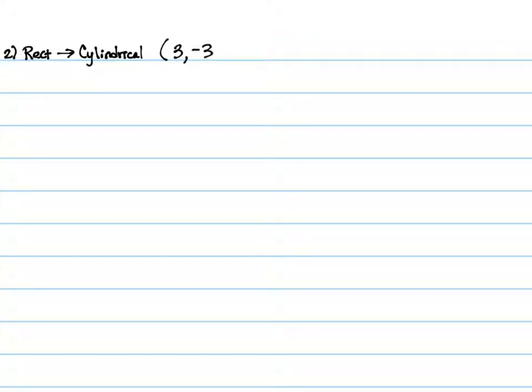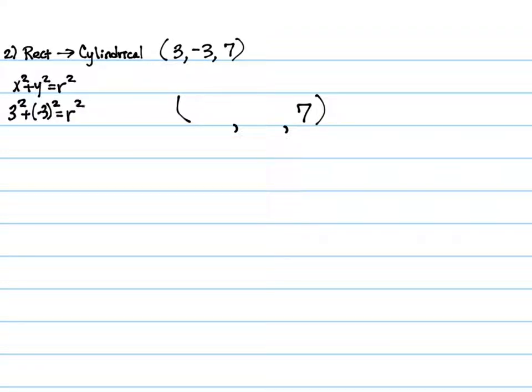This one is 3, negative 3, and 7. Once again, we get one of them for free: 7. So finding the r value, we have x squared plus y squared equals r squared. My x is 3, so this is 3 squared, and then I have negative 3 squared equals r squared. So if we square some things, add some pieces, and then take a square root, what do we get for r? 3 square root 2.